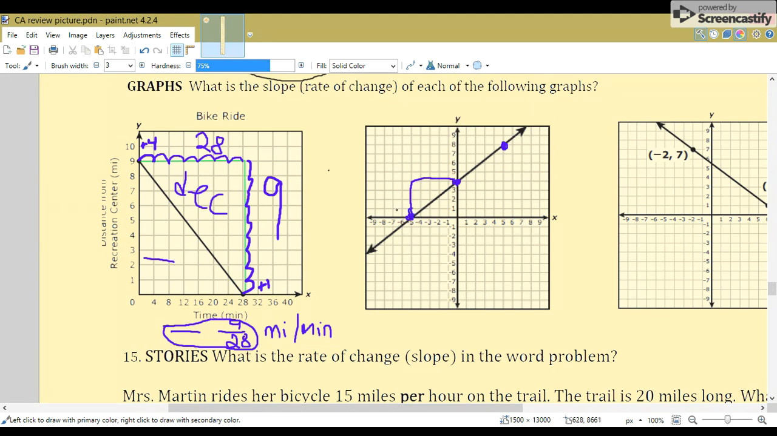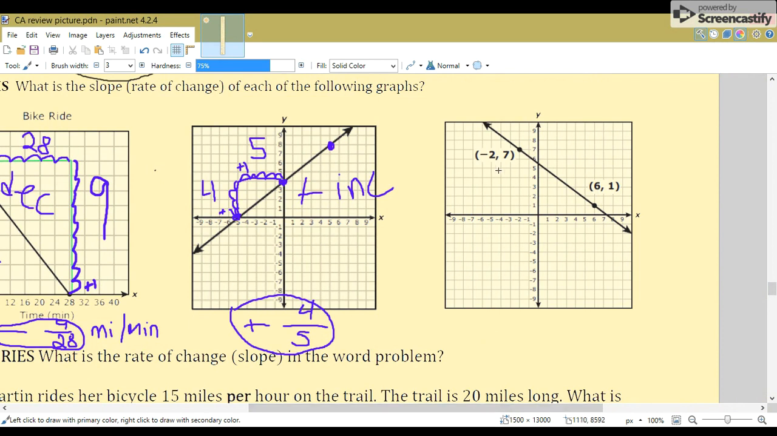Each one of these squares is skip counting by ones. You count those: 1, 2, 3, 4. It's rising 4, and it runs 1, 2, 3, 4, 5. It runs 5. Is this a positive slope or a negative slope? It's positive, so we're increasing. Our slope is going to have a positive sign in front of it. Our rise is 4 and our run is 5, so our slope is 4/5. That is our slope, our rate of change.